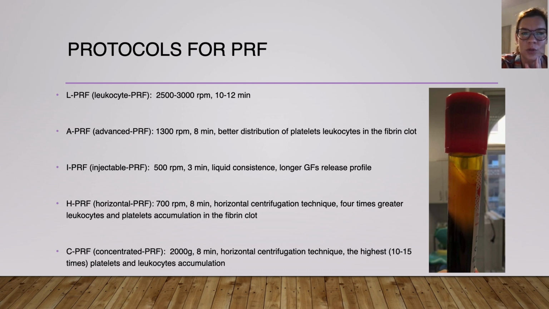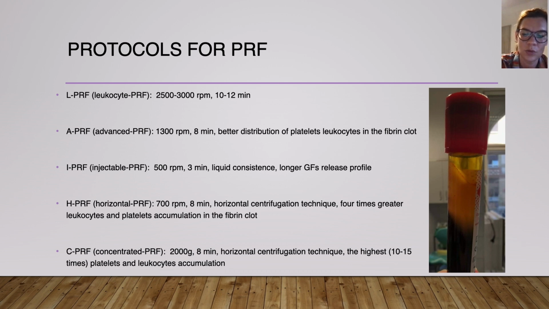What are the protocols for producing PRF? We could make with the horizontal technique L and A PRF and also I PRF. A and L are gel consistency PRF. Mainly we are producing the A PRF because, as you could see, it has the better distribution of the leukocytes in the white particle, and also the production time is less. The I PRF is the injectable PRF, which is liquid.